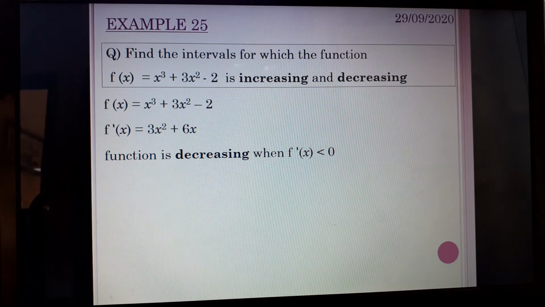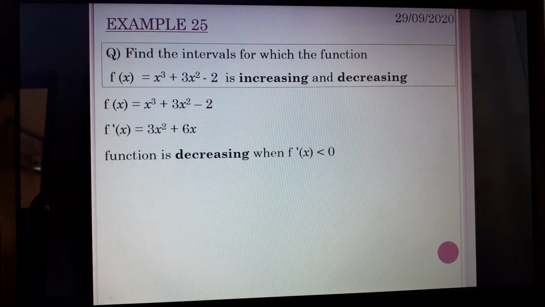So let's look at where the function is decreasing, and we know that that means that f dashed of x is less than 0 for the function decreasing. The slope of the derivative should be sloping down the way. So the graph of the derivative would be negative. Okay, so 3x squared plus 6x is less than 0, because we've just worked out that f dashed of x is 3x squared plus 6x. We know it's decreasing where the derivative is less than 0, so we've got 3x squared plus 6x is less than 0.